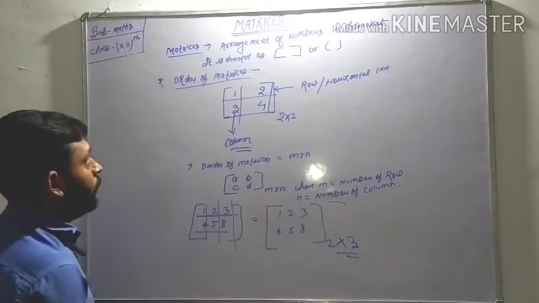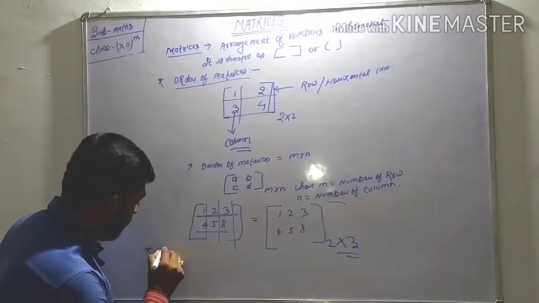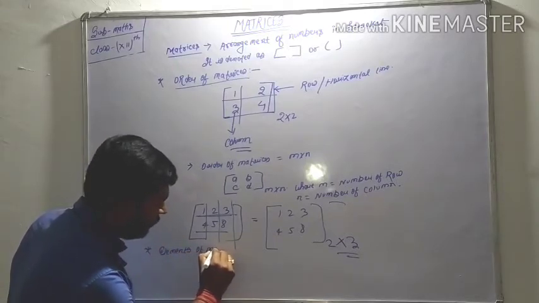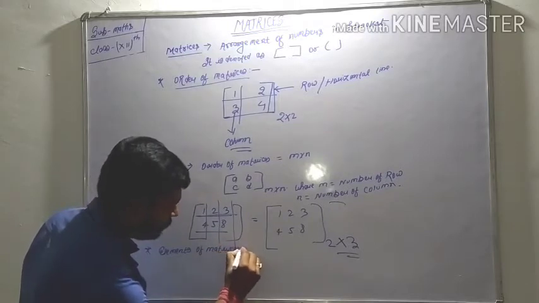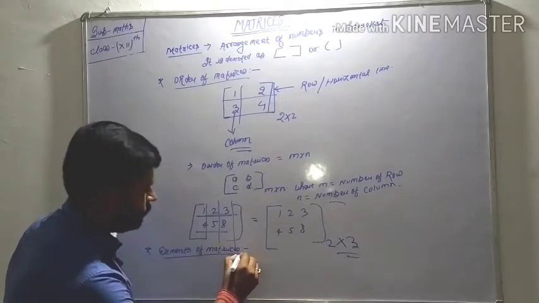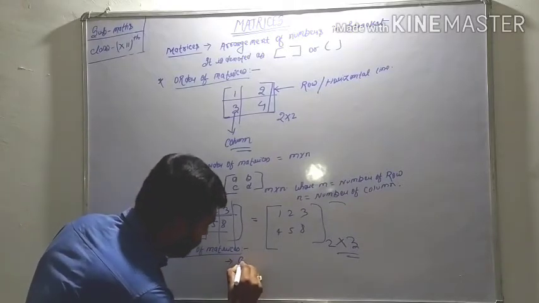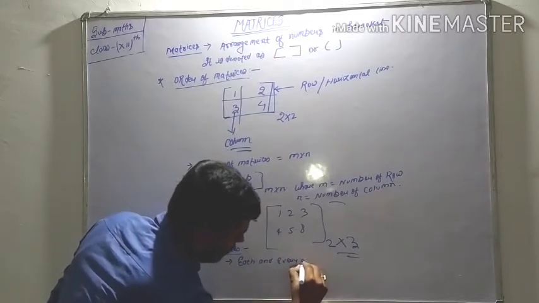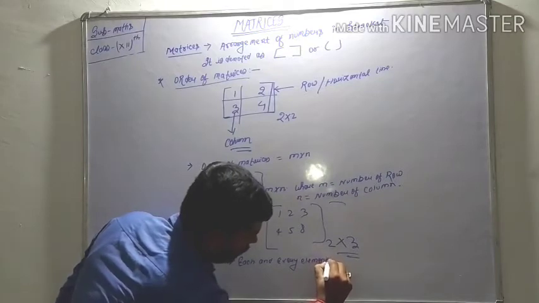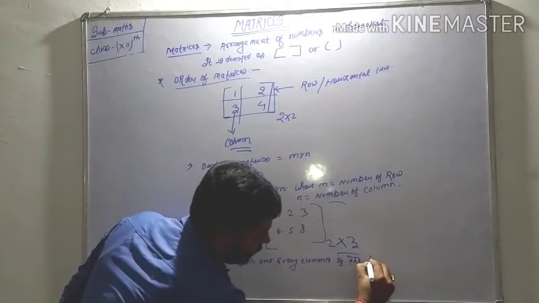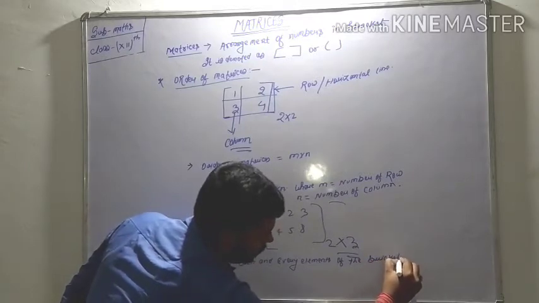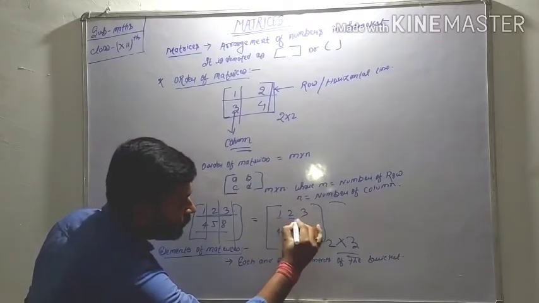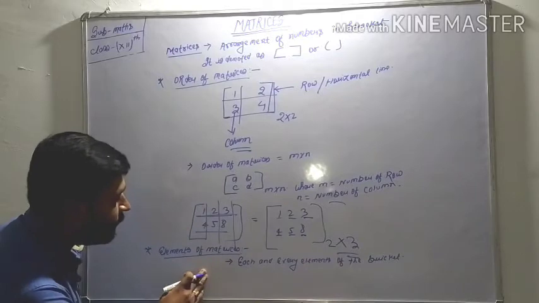And now, element of matrices. Each and every element of the bracket is called an element of the matrix. That means suppose each and every number 1, 2, 3, 4, 5, 8 is an element of the matrix.